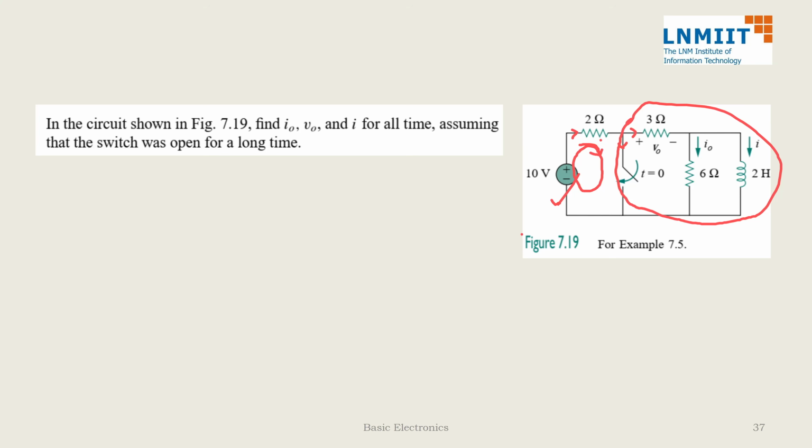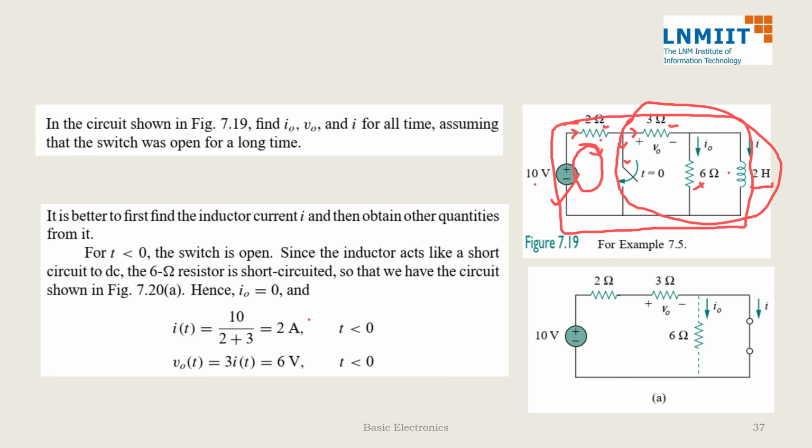Now when we are talking for t less than 0, this switch is open. The inductor will behave like short circuit. That means 6 ohm will be out of computation, and I will have this simple series network. And in this network, the current which is flowing in 2 ohm is same as 3 ohm is same as current in the inductor, and that will be 10 by 5, which is 2 ampere. So we got it. Now what is the voltage in the 3 ohm resistor? That will be 2 into 3, and I got 6 volt. So these were the easy things. We are done with this.